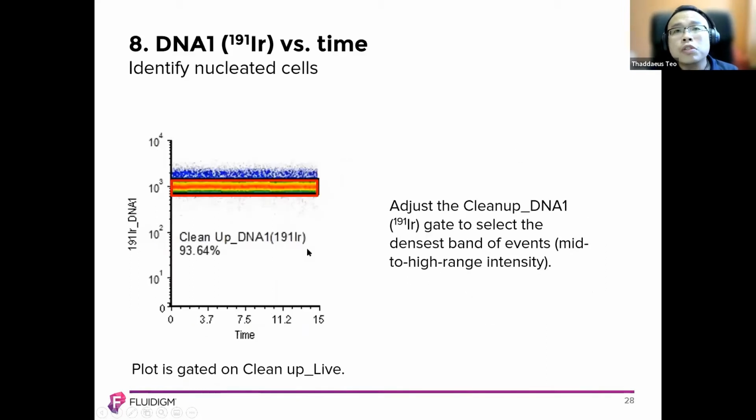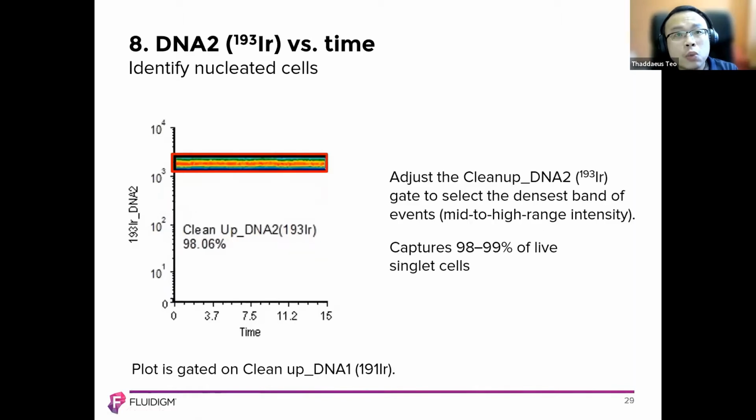After that, we move on to DNA, where we clean up and then look at the denser intensity right there. Okay, for your DNA 191, remember that it's naturally occurring in nature, maybe about 38%. And then 193 is about 62%, where in DNA 2, 193, it will be about 68%. That's why we use both. And then from there, you will end up capturing 98 to 99% of the cells.